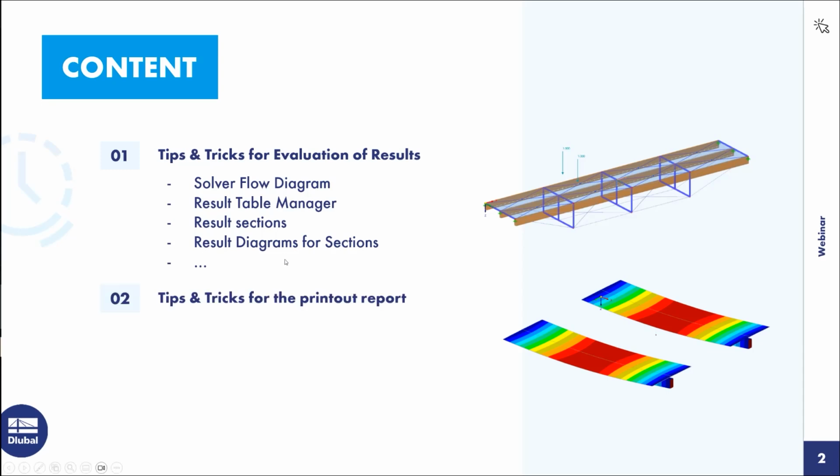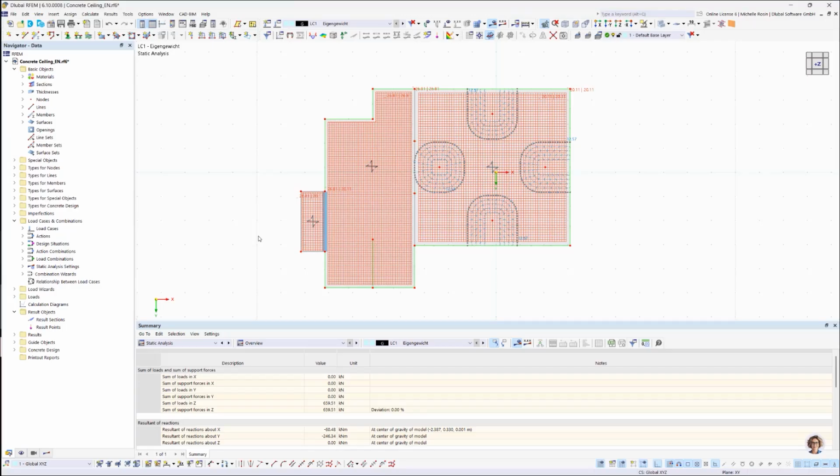The second part of the webinar will be about tips and tricks for the printout report. Here I'd like to show you the multi-print, how to import templates, and how to print the part lists, and some more functions. Now I'd like to jump in the program.